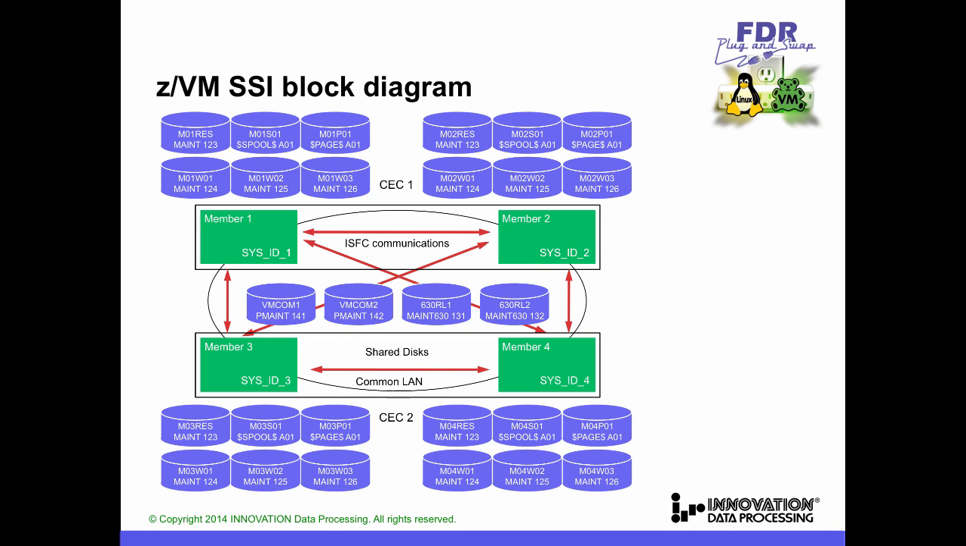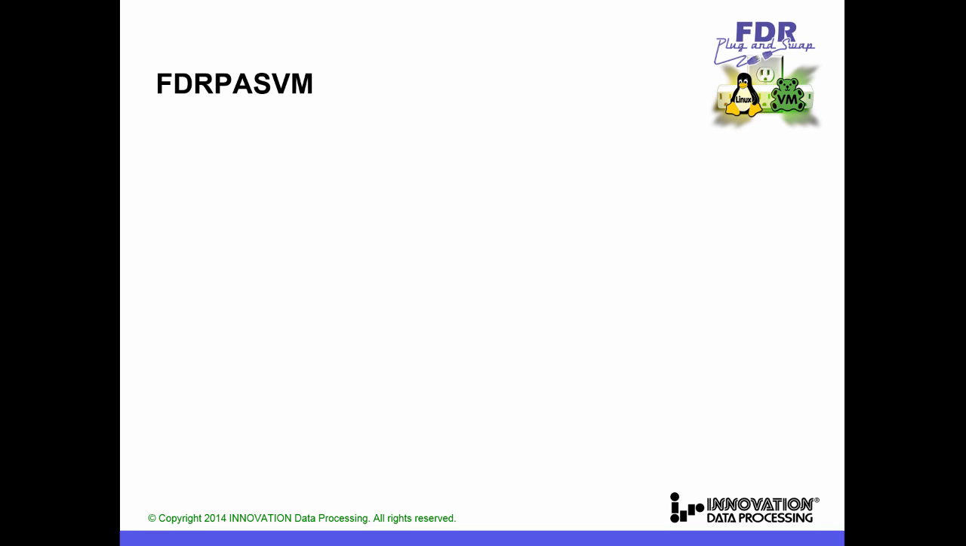There are shared DASD in the center, and right today they do have to be ECKD DASD, or at least the common volume, I believe. And then the up to 6, those are mod 3s. I think today most people are installing onto mod 9s, so it would be about 4 mod 9s per SSI member. Okay, so let's talk about FDRPASVM.